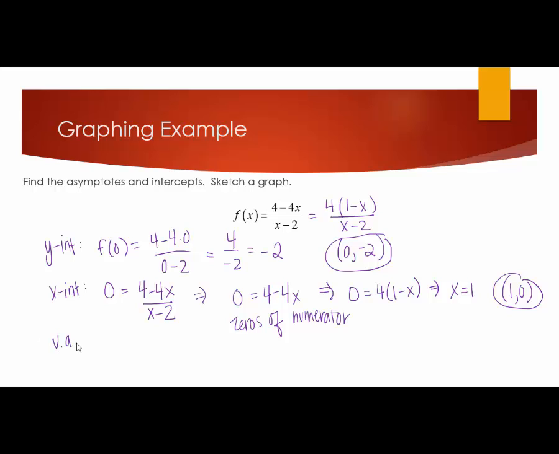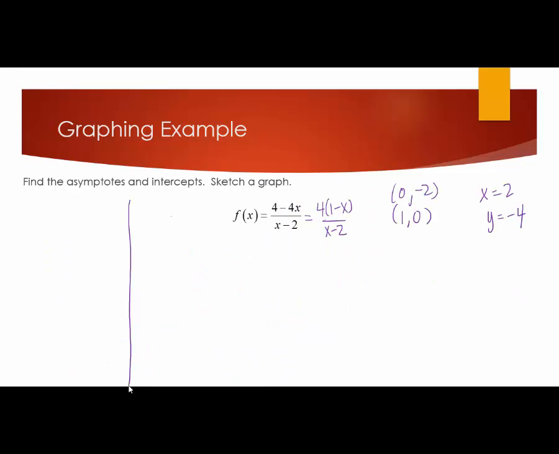Our vertical asymptotes, remember, are the zeros of the denominator. So right away I can see I've got a vertical asymptote of x equals 2. Our horizontal asymptote depends on the leading terms. So in this case, negative 4x and x are our lead terms. If we look at the quotient of our leading terms, well, the degree is the same, so I can take out my x's. I'm left with negative 4. y equals negative 4 is my horizontal asymptote.